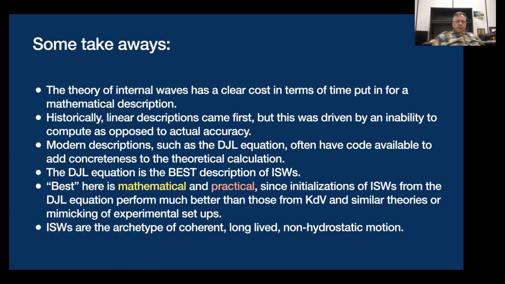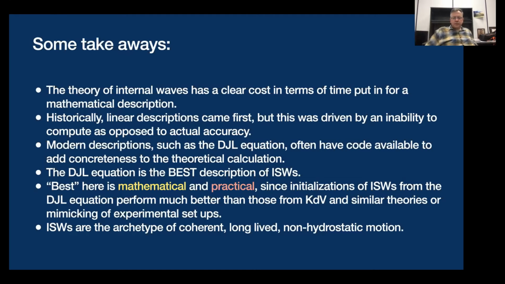So, takeaways. The theory of internal waves has a clear cost in terms of time put in for a mathematical description. But the good news is that's already been done. Historically, the linear description came first, but this was largely driven by an inability to compute as opposed to actual accuracy. When you can't do anything, you should do the simplest thing. It's kind of an interpretation of Occam's razor.